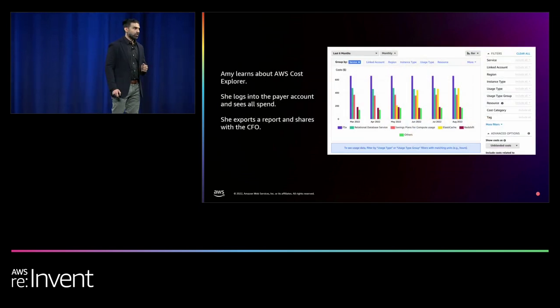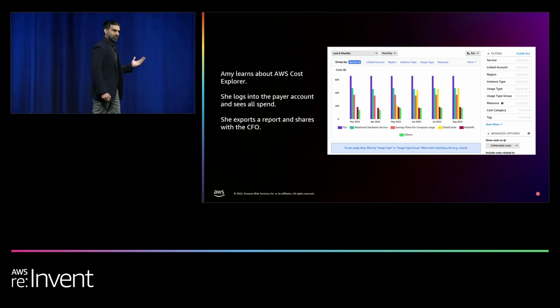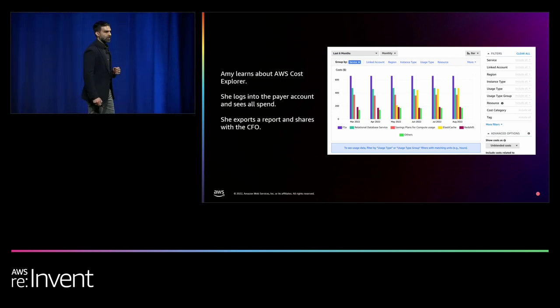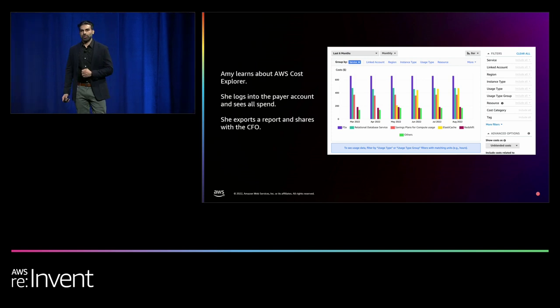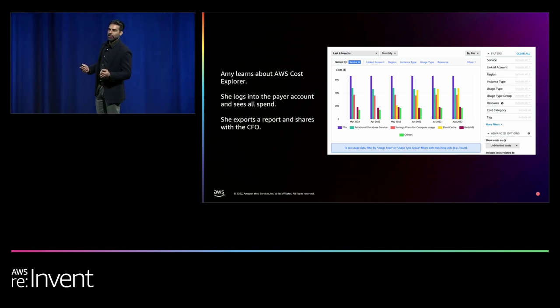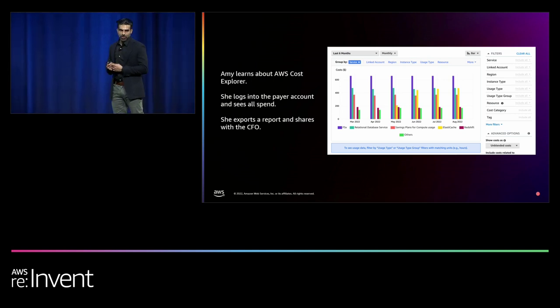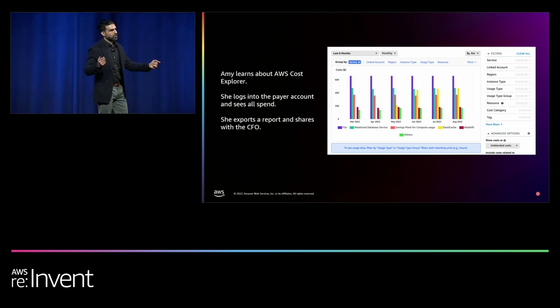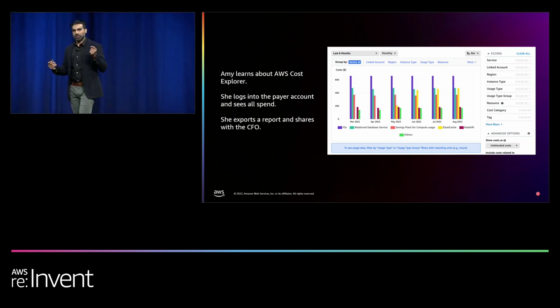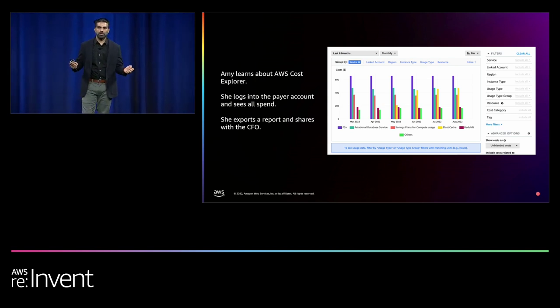So Amy goes by what she knows. She talks to some of her colleagues, and she learns that she can go to Cost Explorer and see her spend. So she does that. She logs into her payer's account. She can see her spend over time. She can see which services are contributing to that spend. She can summarize the spend by services, by accounts, by regions, by instance types. She feels good about that.